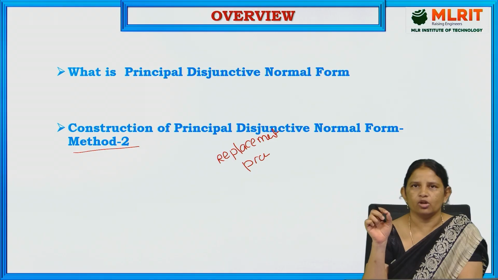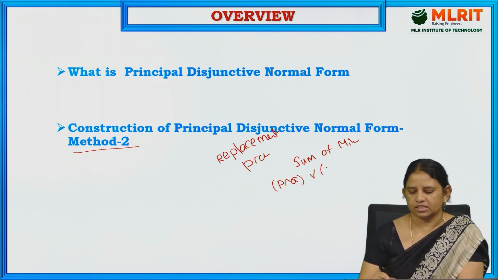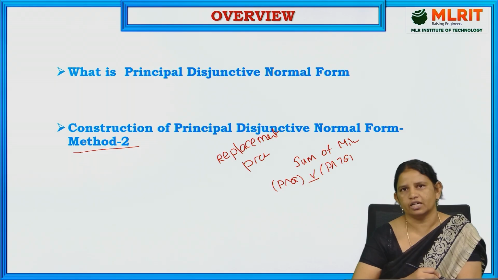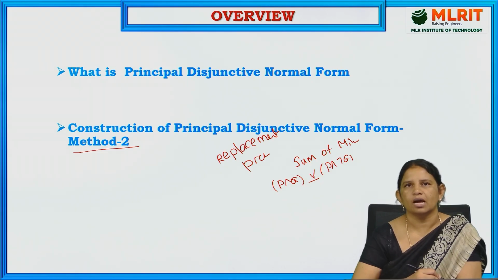But our main objective is constructing the sum of minterms. What is the required format of a minterm? A minterm consists of a product of variables and their negations. These minterms are connected by the symbol called sum. Then it is called a sum of products, or a sum of minterms. Method 1 was already discussed in the last video. Method 2 is the replacement process. By applying rules, we construct the required principal disjunctive normal form.